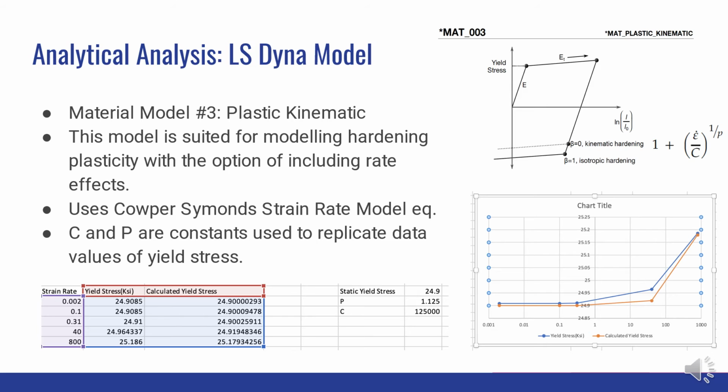For the analytical part of the project, we used the LS-DYNA model to simulate the test. We used the Plastic Kinematic Model 3 from the LS-DYNA manual to roughly simulate the stress strain curve and see the extent of failure within the structure. We first created a Google spreadsheet with the Admet data at different strain rates, and then used the Cowper-Symonds strain rate model equation to get similar yield stress values using C and P constants. From there, we would then use the C and P constants along with other material properties such as the Poisson's ratio, the density, the yield stress, and the elastic modulus, and plug those values into the model and run the simulation.